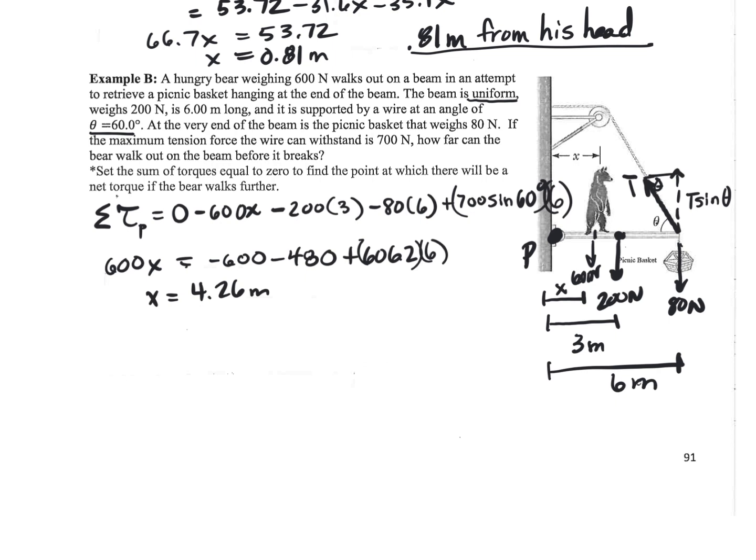So actually he can move past the center, can't he? Wow, that's kind of surprising. Does surprise me too. So it tells you if his reach is long enough, he might actually be able to get to the picnic basket.